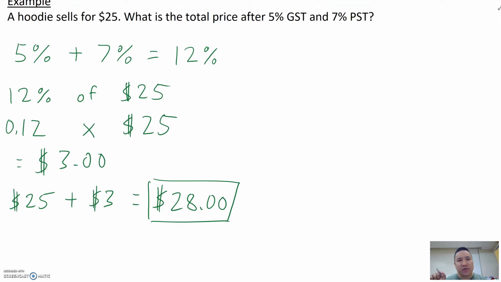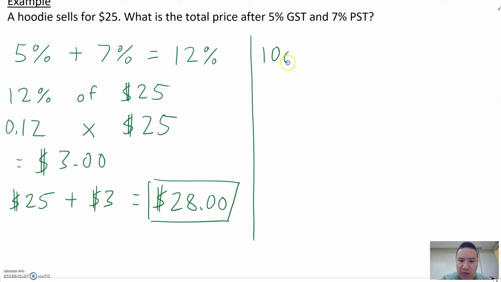I'm going to show you an even faster way, because this question never asked for how much tax. I don't actually need this step right here. There's a faster way I can do this. If I want to find out what the price is after taxes have been included in there, I want to include the original price, $25. I want to include 100% of that. I then want to tack on an extra 12% onto that.